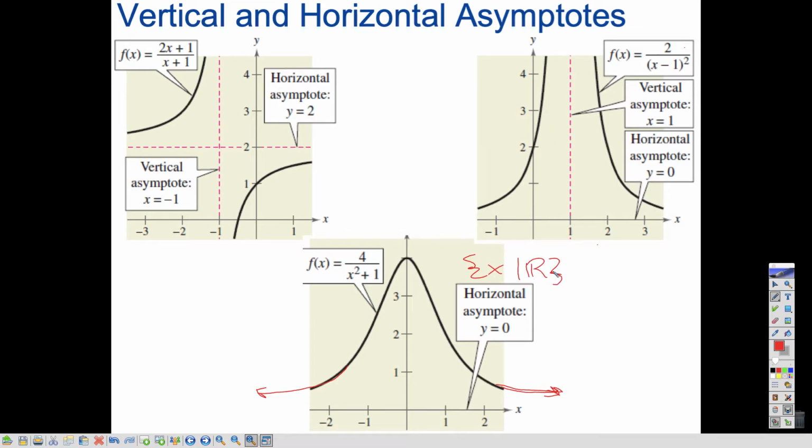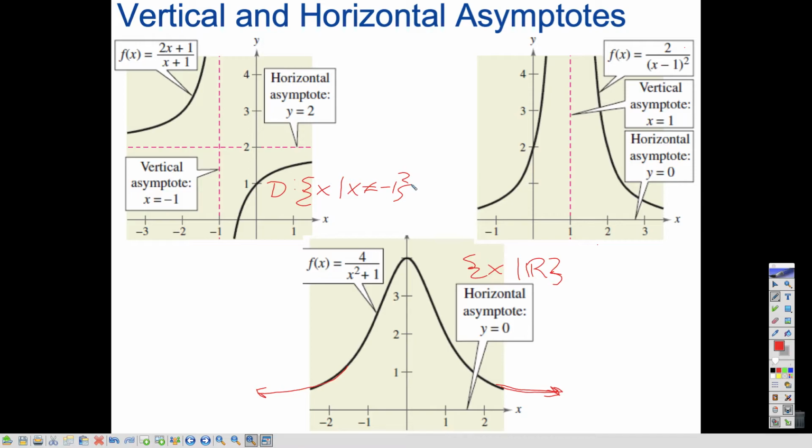What would our domain be here? It'd be negative, maybe 1. Negative 1. Yeah. So x cannot equal -1. And that gave me an asymptote, didn't it? So if they are real numbers, they're not going to have a vertical asymptote? Yeah, if it's all real numbers, there will be no vertical asymptote.